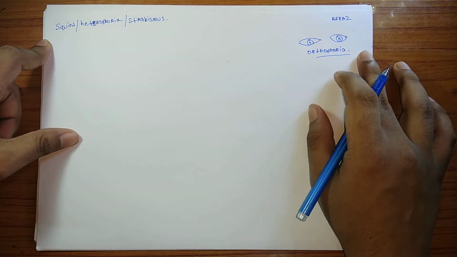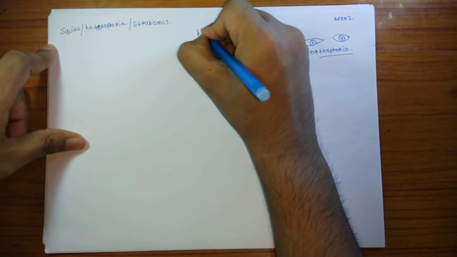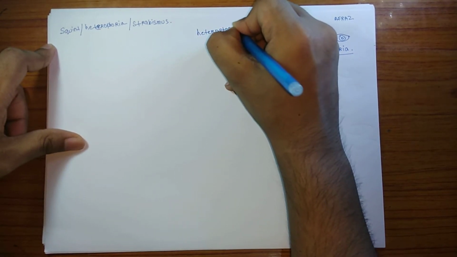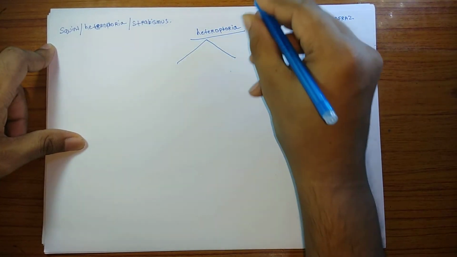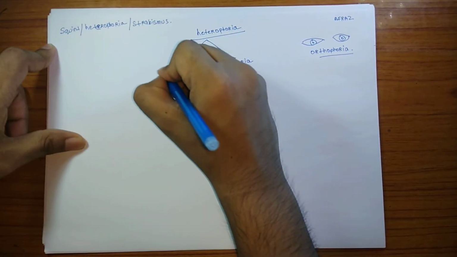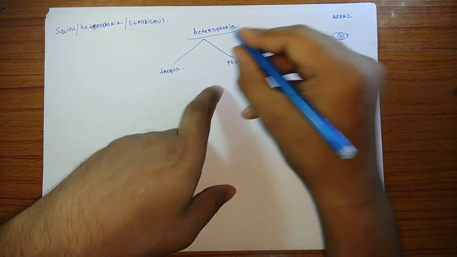Okay, so now let us see what is heterophoria and how it has been divided. It is divided into two sections, known as phoria and tropia. Phoria means hidden squint.